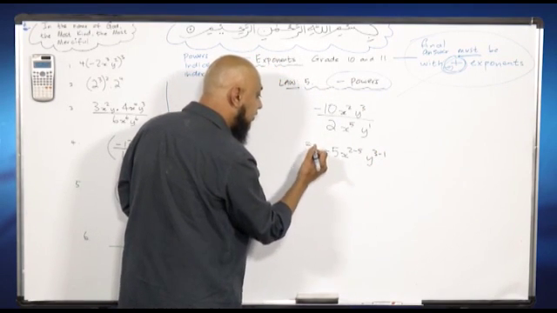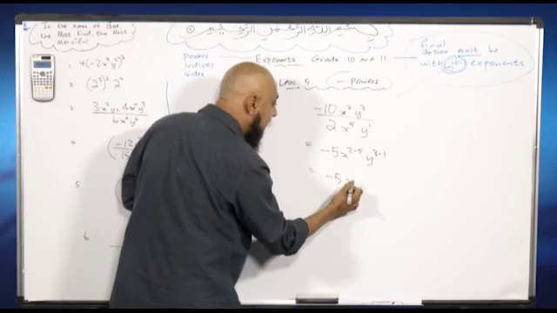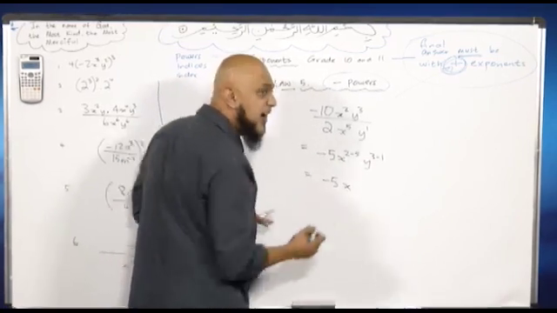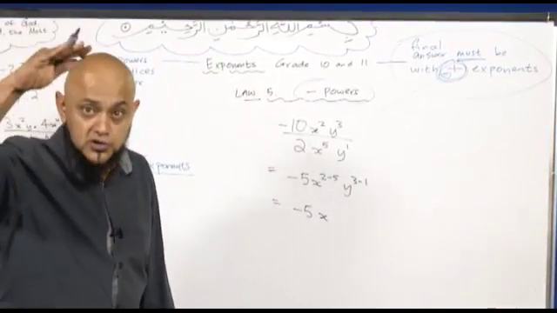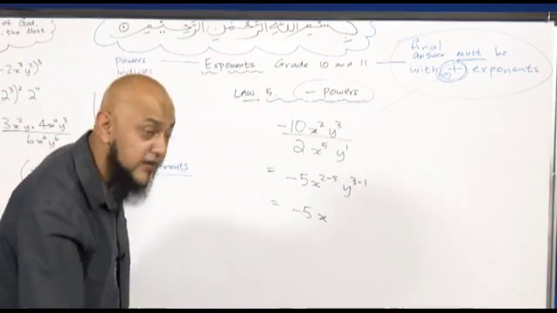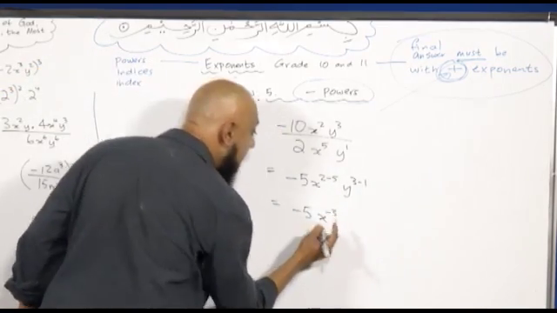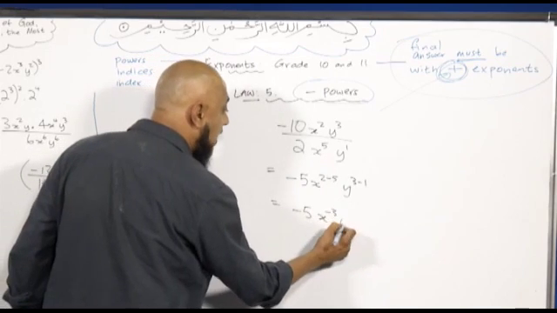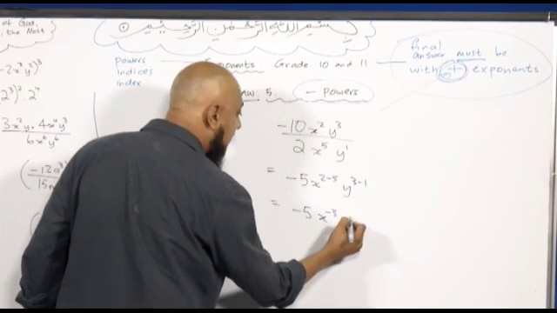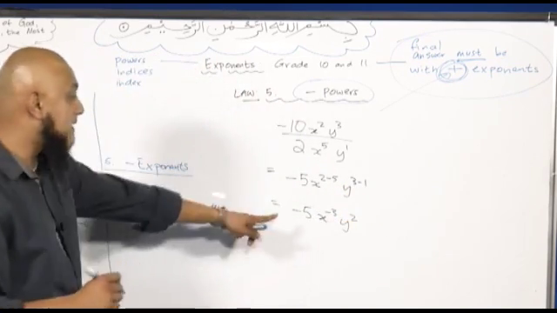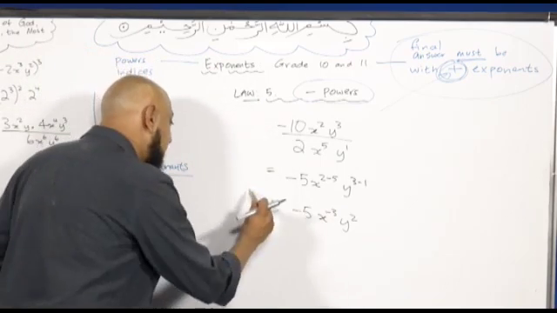This is equal to negative 5 x to the power 2 minus 5, which is not 3. 2 minus 5 is negative 3. Remember, we're now dealing with our integers. Y to the power 3 minus 1 is 2. So, can that be my final answer? Yes, I'm right until here.